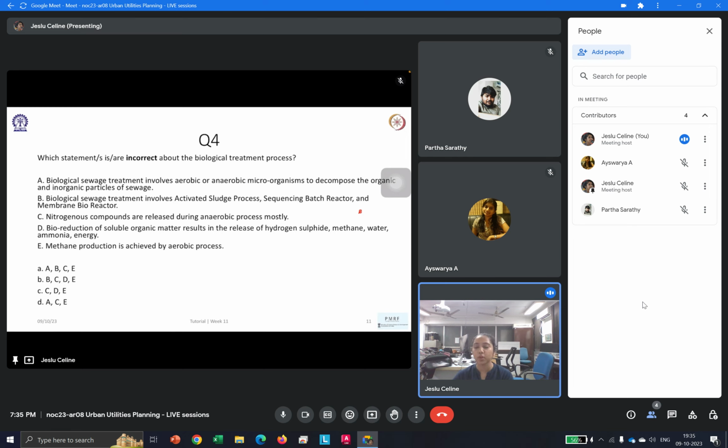So let's go option by option. Option A, biological sewage treatment involves aerobic or anaerobic microorganisms to decompose the organic and inorganic particles of sewage. Is that right? Yes, ma'am, that is right. Okay. So it's used to decompose organic and inorganic particles of sewage. Aishwarya, what do you say? Right or wrong?